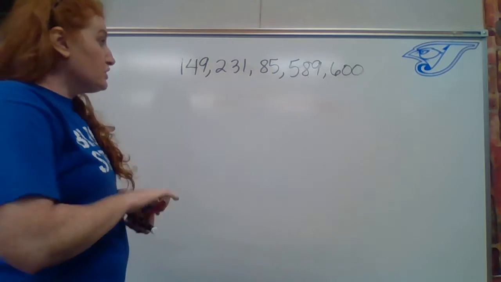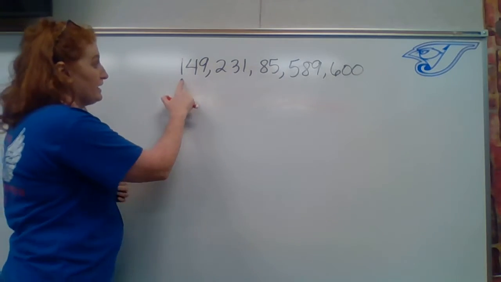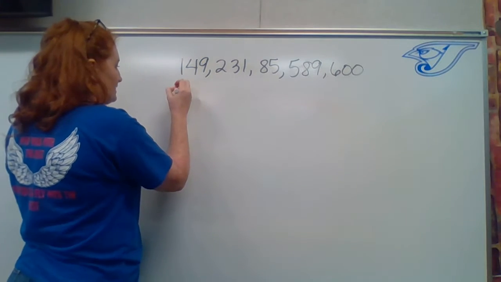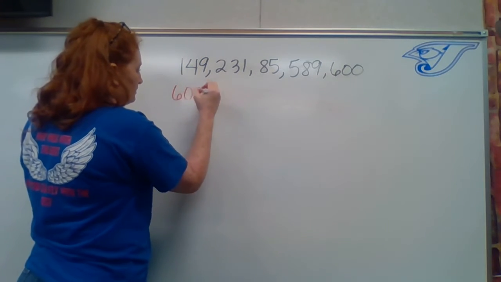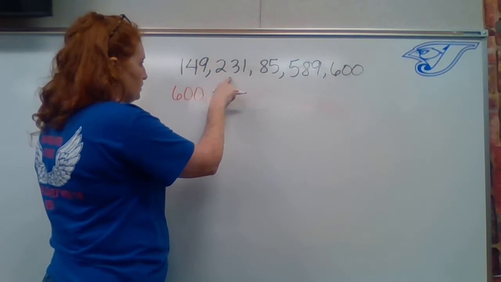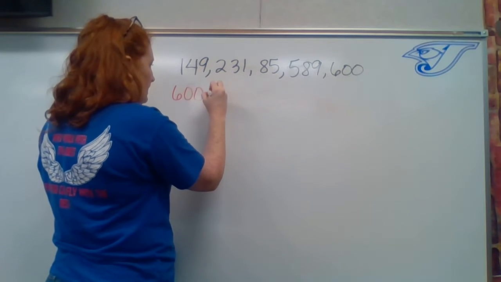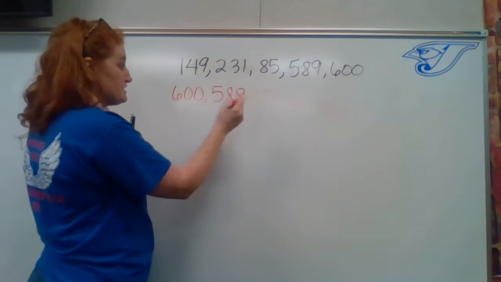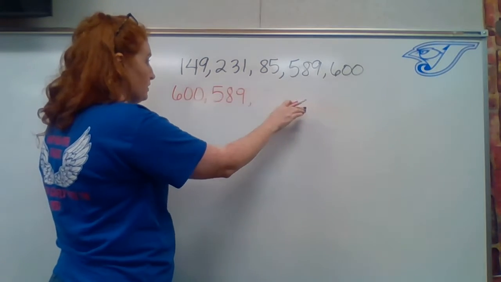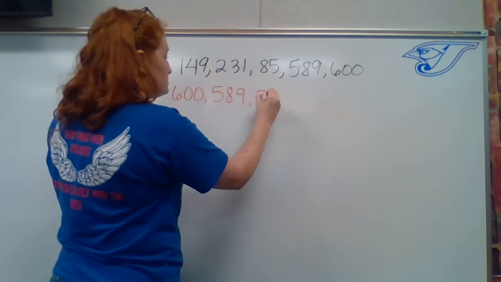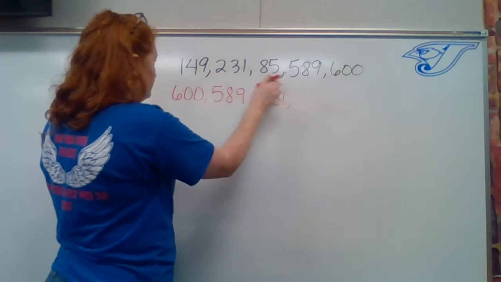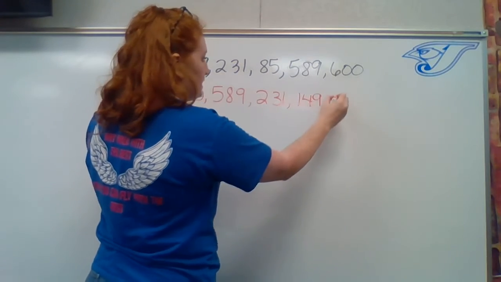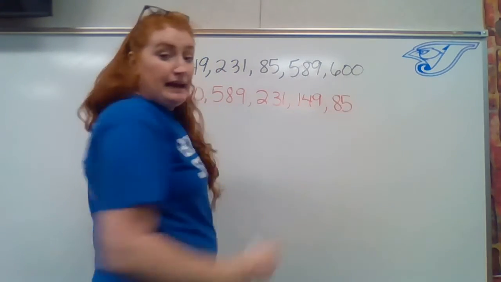So if we're starting with the largest number, we have to go through and we have to find the number that is biggest. There we go, 600. That is our first number in our list. Next number, we're looking 589. So again, our second number is large, but it is not the largest. As we go down, they get smaller. Next number, 231. Next number, 149, and the last number, which is the smallest, 85.